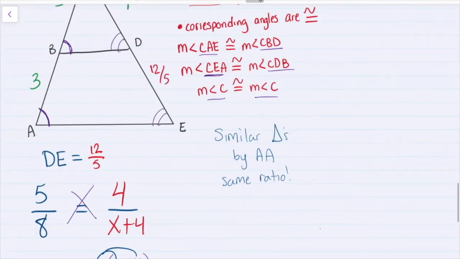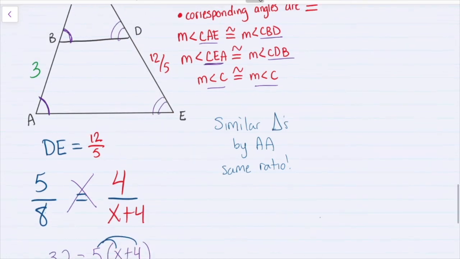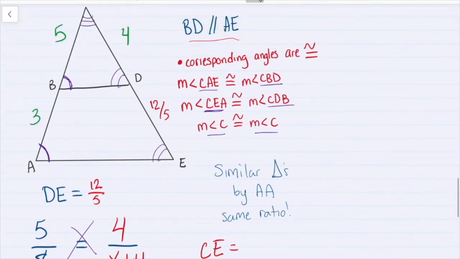Now, there's also another scenario where they might ask you, instead of just this little piece, the homework might ask you, well, what about CE? What will be my answer? And they just want to confuse you, because if you gave them this answer, it will be wrong. So for example, if they wanted to know CE instead, well, all you got to do is add the 4 plus the 12 fifths.